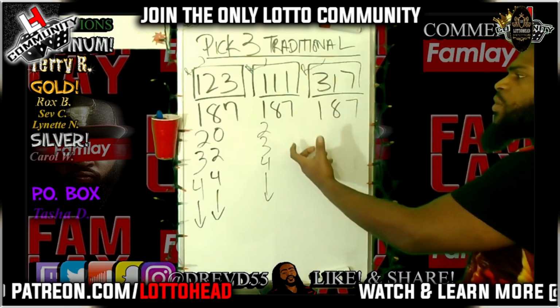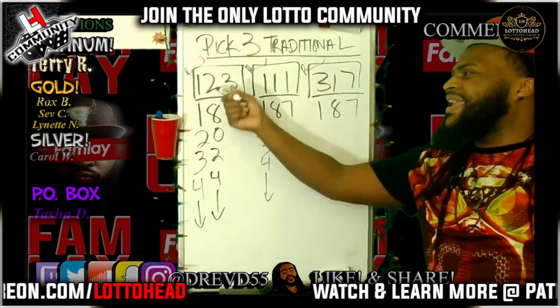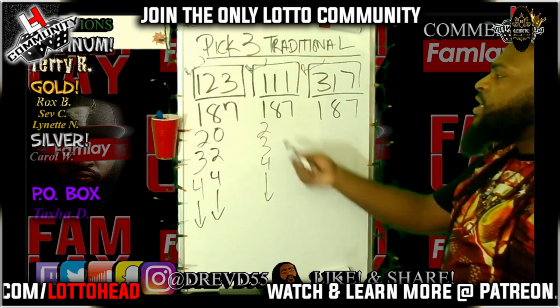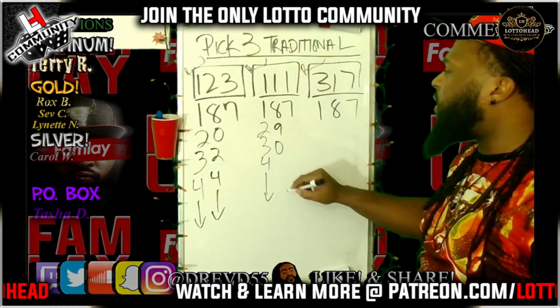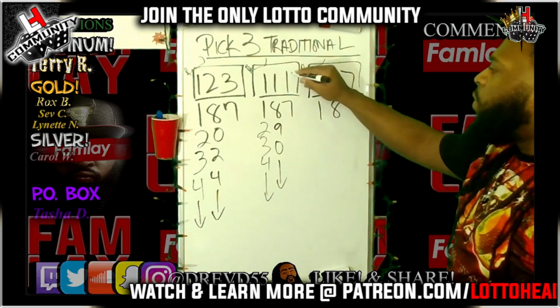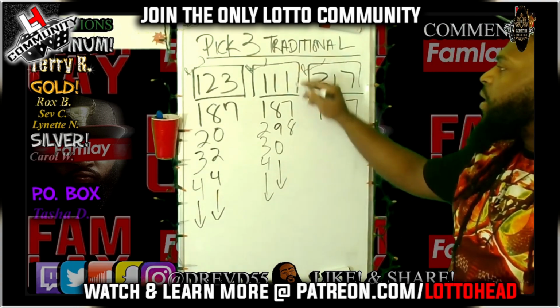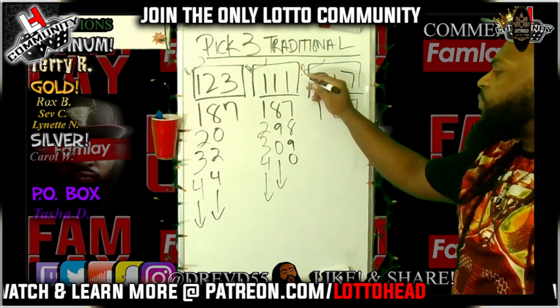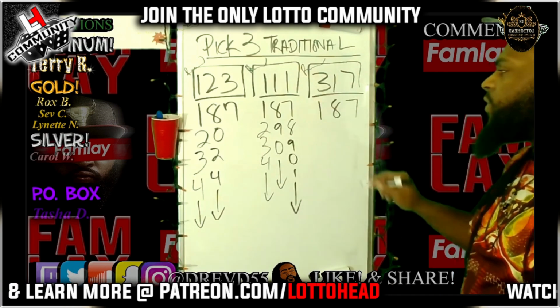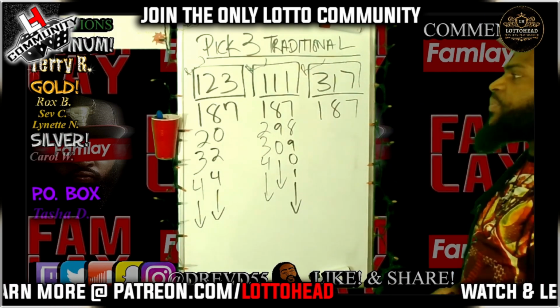Now, the 111 is the same way, but it'll be a lot easier than the 1, 2, 3 because all you're doing is adding 1. So 187: 1 plus 8 gives you 9. 9 plus 1 gives you 0, and so forth. 1 plus 7 gives you 8. 1 plus 8 gives you 9. 9 plus 1 gives you 10, which is 0. 0 plus 1 gives you 1, and so forth. You get me? It's very simple, very easy.